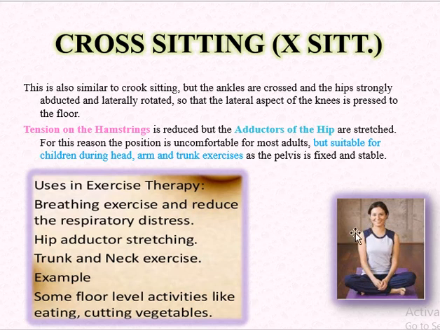Why is tension reduced on the hamstrings? Because, as you know, this position is very relaxing, but the adductors of the hip are stretched. You can see here that your hip is in abduction, and so it gives a stretch on your adductors.